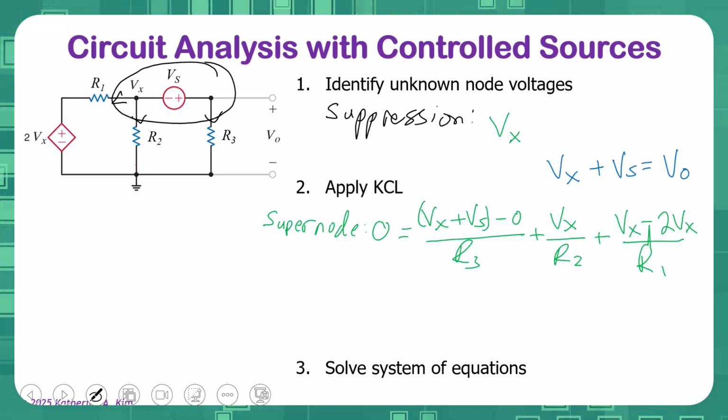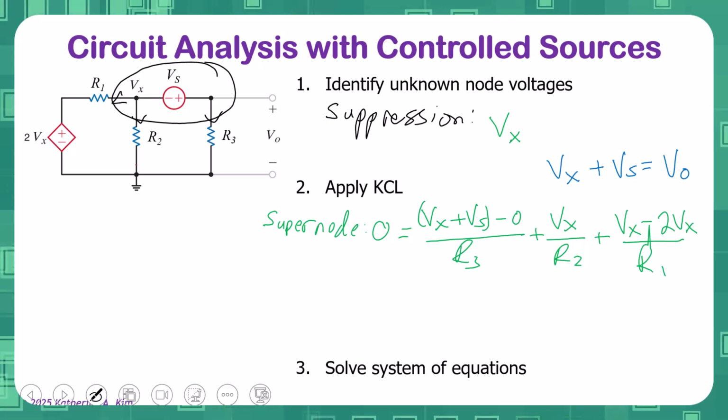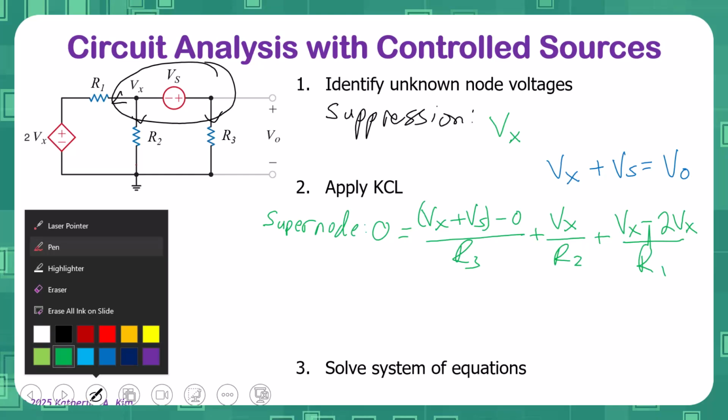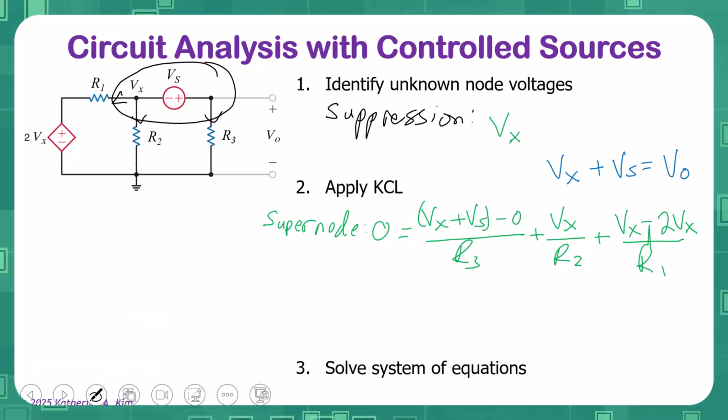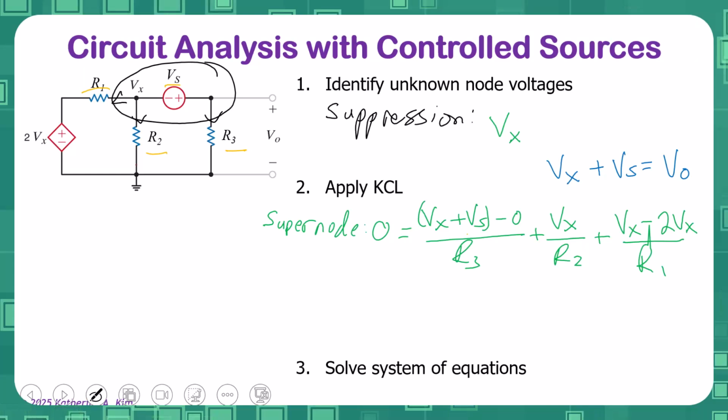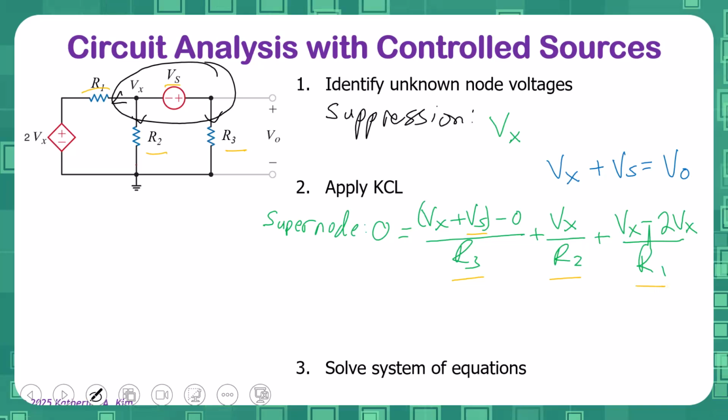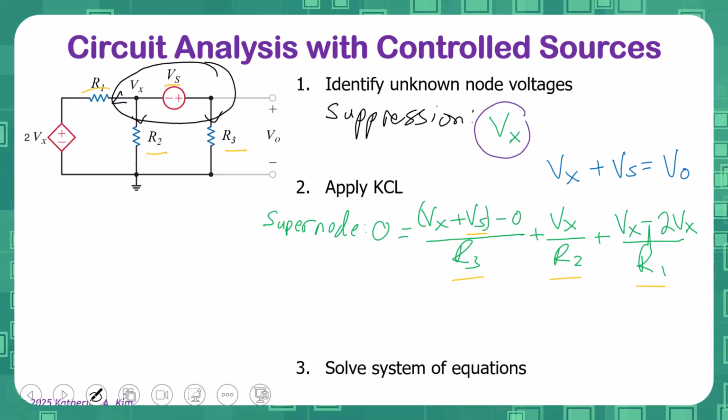So we use the supernode, and let's check our system of equations. We see that for our known values, we have R1, R2, and R3, and this Vs. So those are the only values we know by definition from the circuit diagram. Let's find those in our equation. Okay, so we have R1, R2, R3, and Vs. And our only unknown here is going to be Vx.